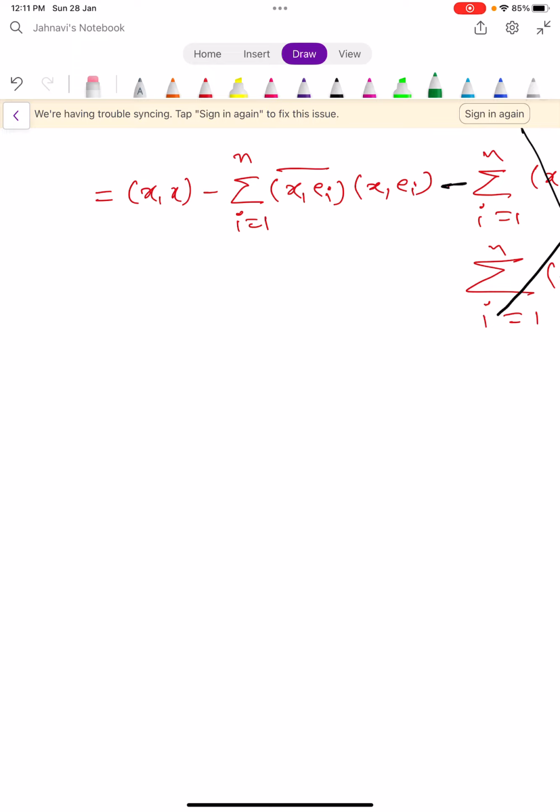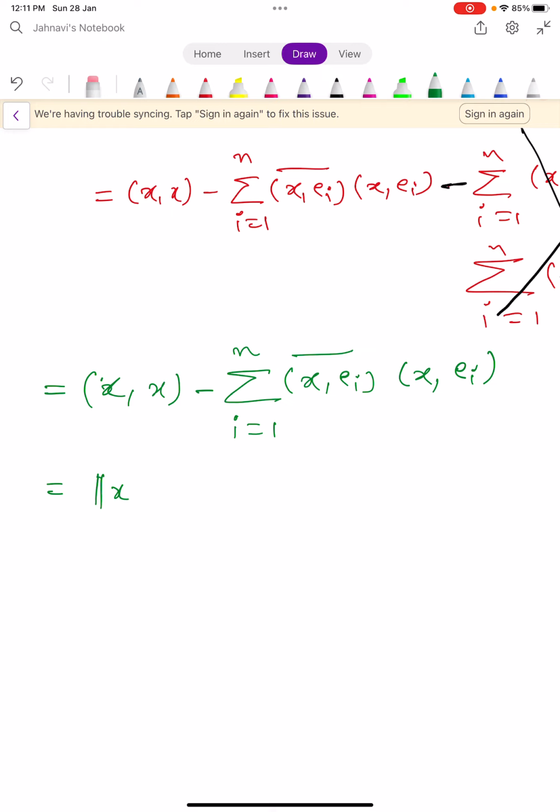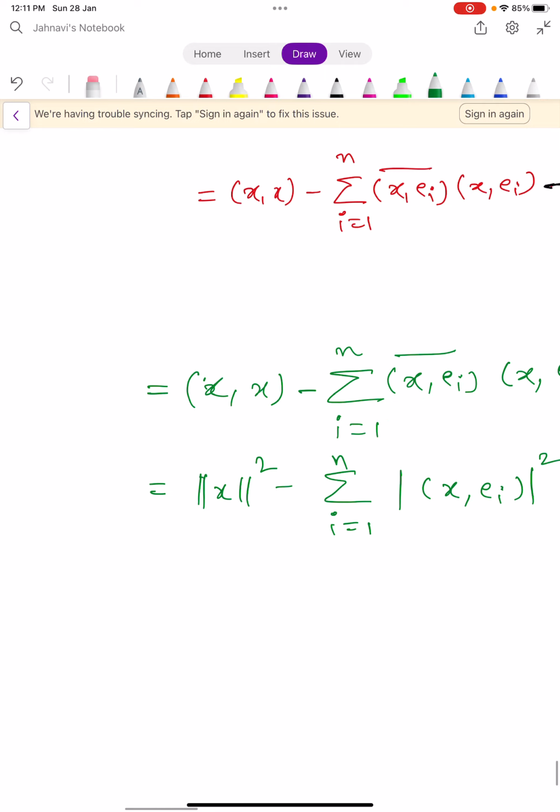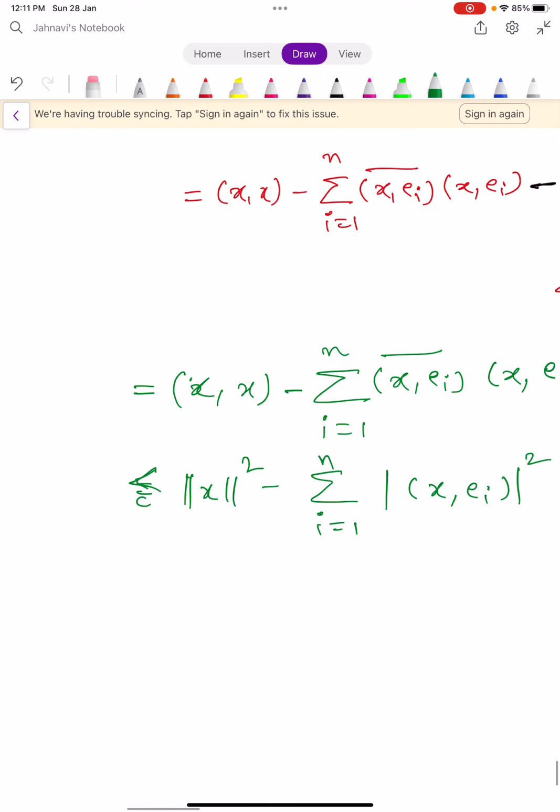The two terms are inner product of x comma x minus summation over i equals 1 to n inner product of x comma e_i bar into inner product of x comma e_i. So again this can be written as norm x square minus summation over i equals 1 to n mod inner product of x comma e_i whole square. So in the left side you have less than or equal to 0.